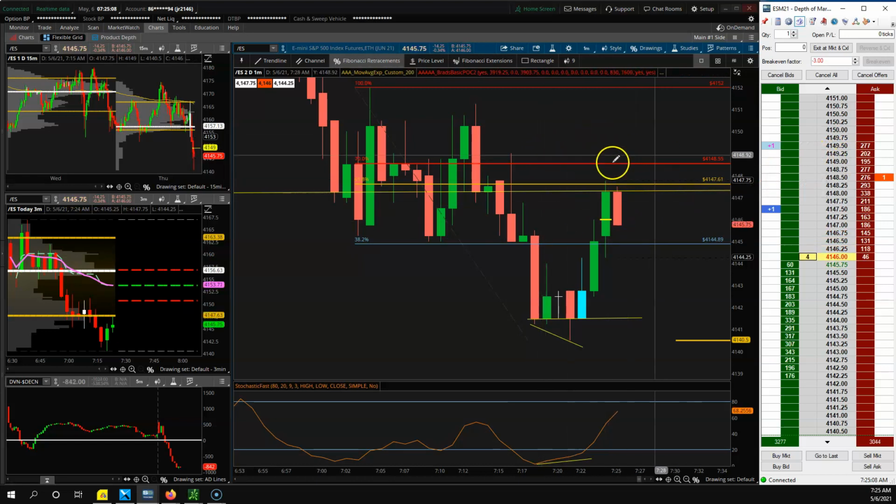Really don't even want to be in that trade if it goes above, because that will be taking out that previous swing high. The other side of it is we could look for, we know the low's 44 and a quarter.